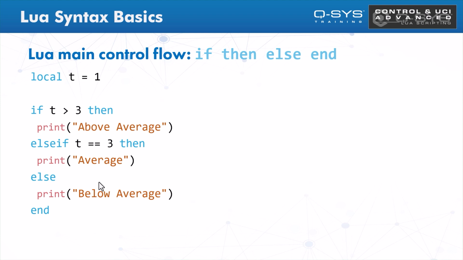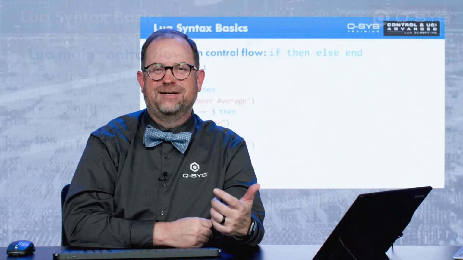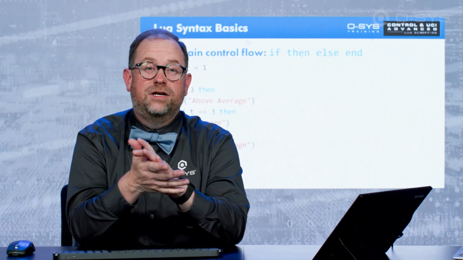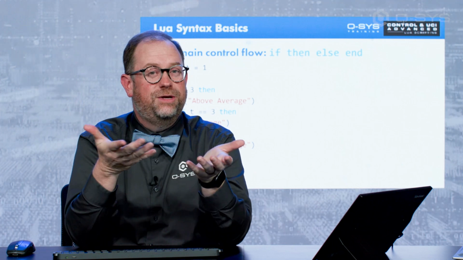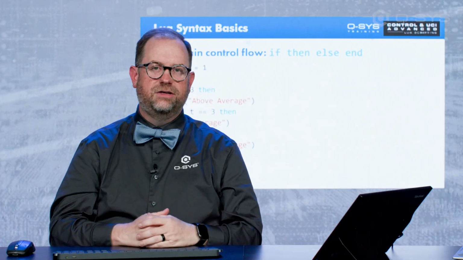What's going to get printed out, Nate? It will be dependent on what t is. T is equal to 1. Oh, well then that is less, it's not more than 3 and it's not equivalent to 3, so it's else. So it's going to print the word below average. Yeah, it's going to print below average. So that's actually one of the first things to realize: how do we organize our code? You put your most specific cases first, your most general cases last, and that's how it's going to evaluate.